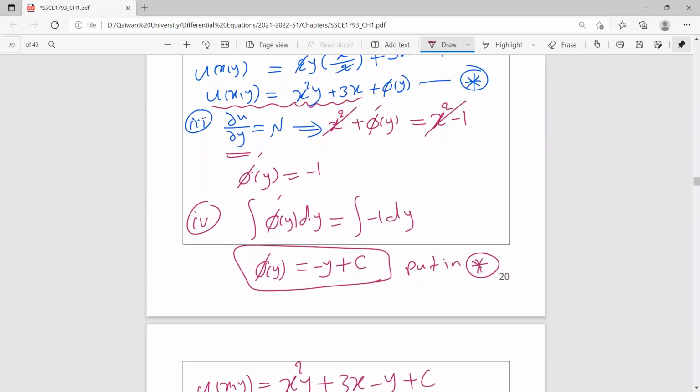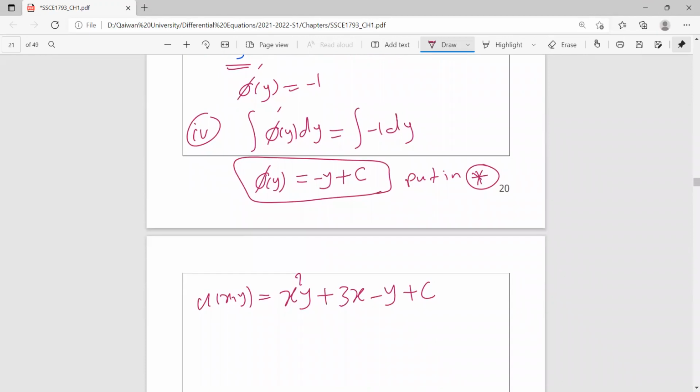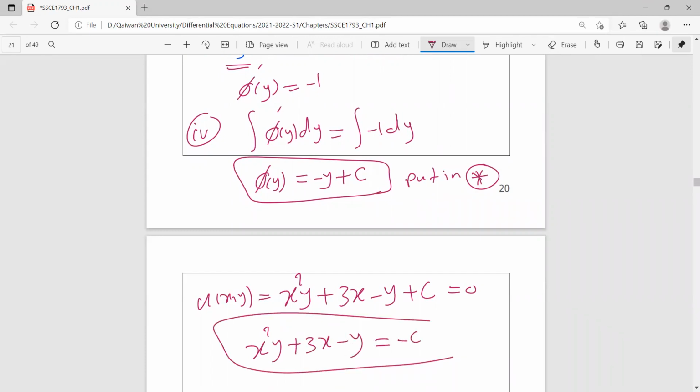Look, this is phi of y. You replace it by minus y plus c. Okay, and we equal this to 0. So x squared y plus 3x minus y equals c. This is the solution for the given differential equation.